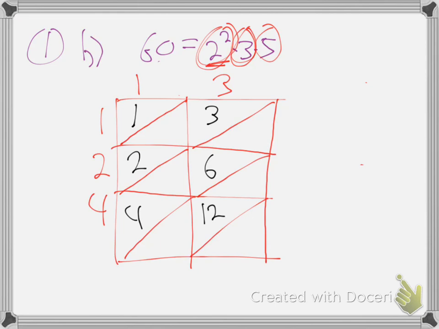You just take all the answers you have and multiply by 5. So take that 1 times 5. Take that 3 times 5. Take that 2 times 5. Take that 6 times 5. Take that 4 times 5. Take that 12 times 5. There they are. Do you see why that gives you every possibility?